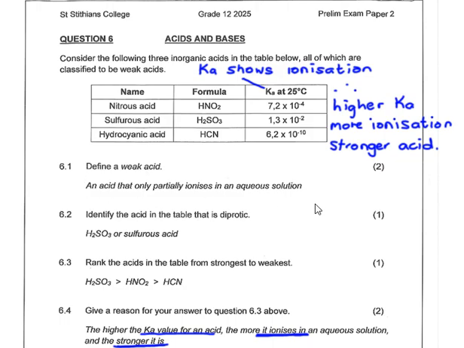We get that from the SAGS document. Identify the acid in the table that is diprotic. Remember, diprotic means that it's got 2 H pluses that it can donate. And so the only one that has 2 is H2SO3.